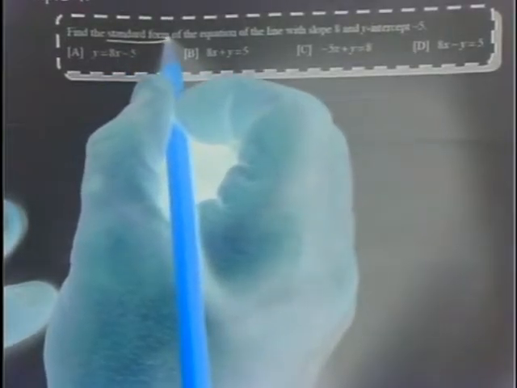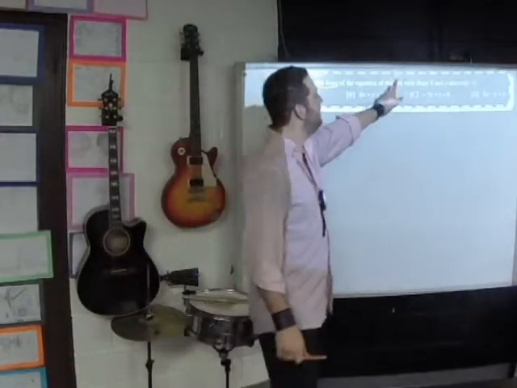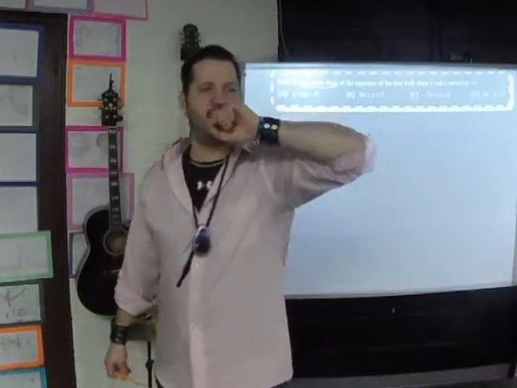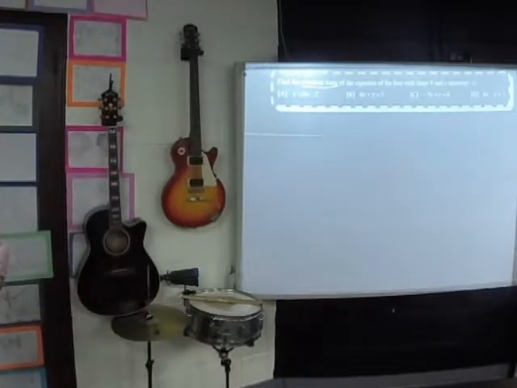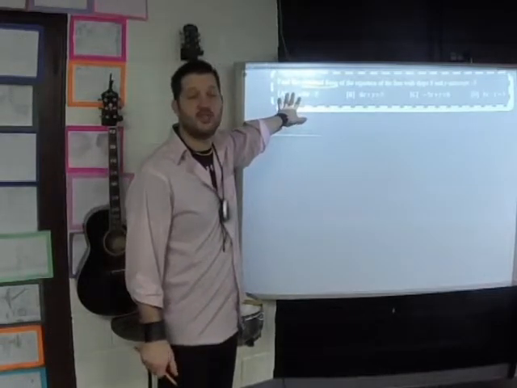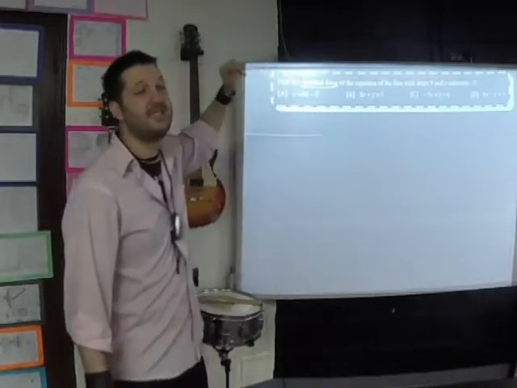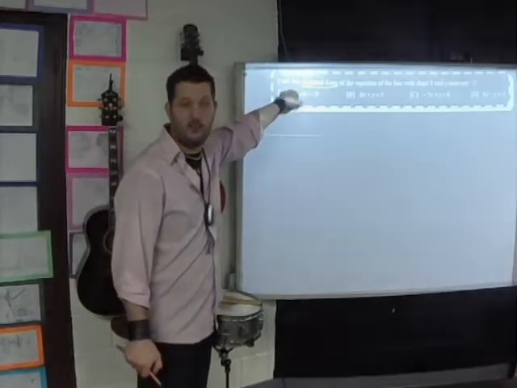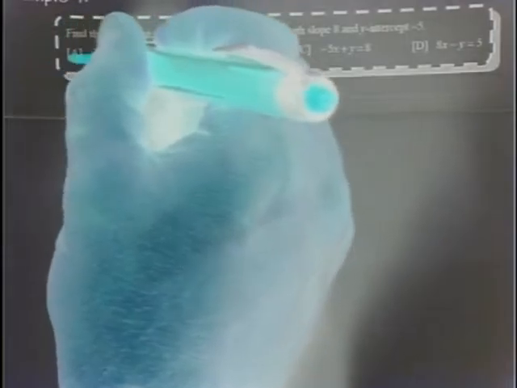This is example 4. Underline standard form, so you know this is where it's getting nasty. Find the standard form of the equation of a line with a slope of 8 and a y-intercept of -5. Curtis makes a good point. A would be perfect for this problem if it wanted slope-intercept form. You might miss this problem because you put A. A is perfect if you want y equals mx plus b, but we don't. Standard form won't ever look like y equals mx plus b.